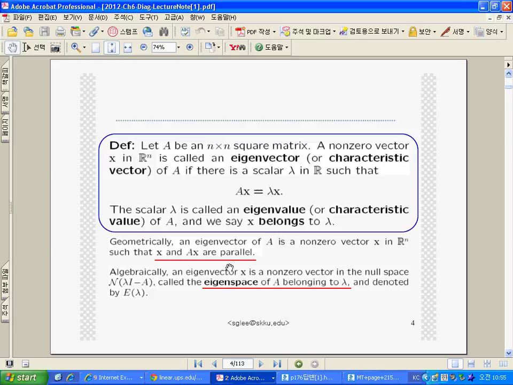Also, since this is a linear system of equations, if you move this one to the left, you get A minus lambda I times x equals 0, which is a homogeneous system of linear equations. So you can find the solution set, which forms a null space. We call this null space the eigenspace of A corresponding to the eigenvalue lambda. So an eigenvector is one of the vectors in this subspace.